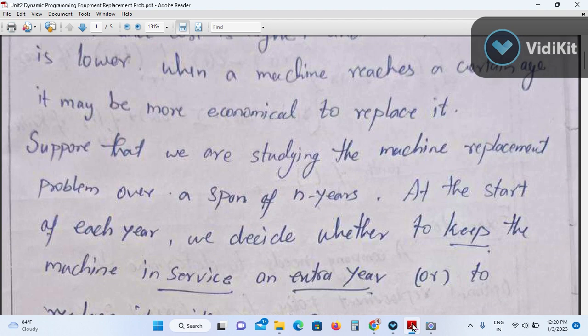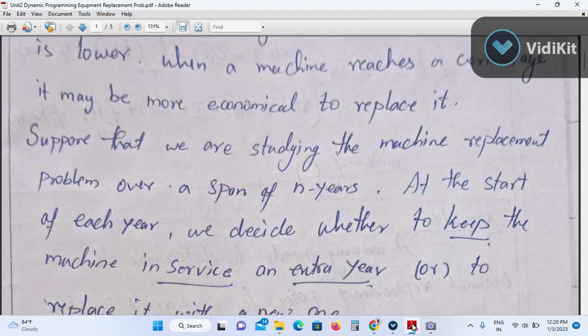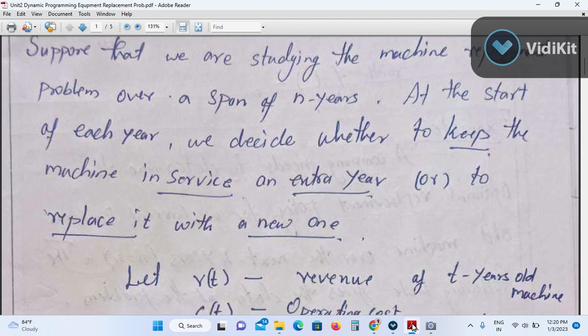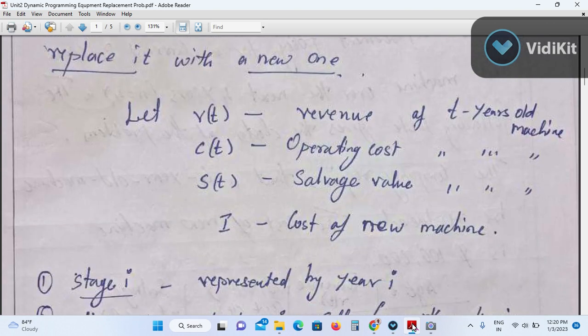So here we start by assuming that we are going to study the machine's replacement problem for a span of n years. At the start of each year, we decide whether to keep the machine in service and run it for some more years, or whether to replace it with a new machine. These are the things we have to decide for each and every year. These are the parameters we have to consider in taking a decision in this case.